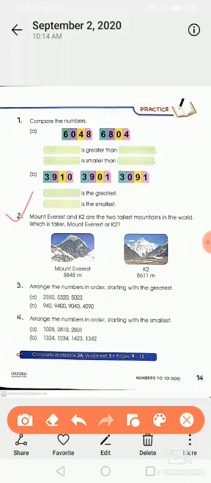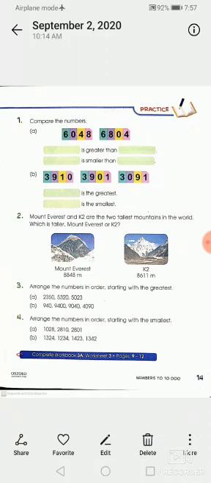The question is: Mount Everest and K2 are the two tallest mountains in the world. Which is taller, Mount Everest or K2? The height of Mount Everest is given as 8,848 and the K2 height is 8,611. In this question the thousands values are the same, 8,000 and 8,000. Now we compare the hundreds. Here the hundreds value is 800 and here 600. So 800 is greater than 600. It is clear that Mount Everest is taller than K2.